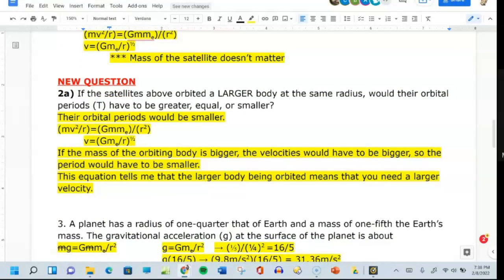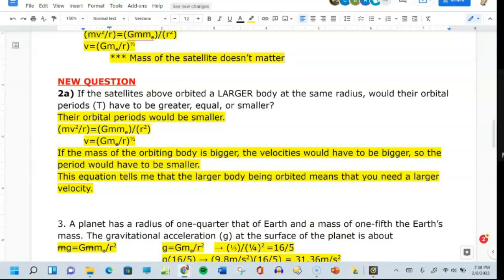So what's the relationship between the V and the M? Well, they're both on the top. So the larger planet, now it wouldn't be ME because it's just a different planet that's a larger body. We could call it MP if we'd like, and maybe somebody would do that, call it MP, mass of the planet. So if the M is larger, since it's in the top, the velocity at that given radius would also be larger. So let's see what it says.